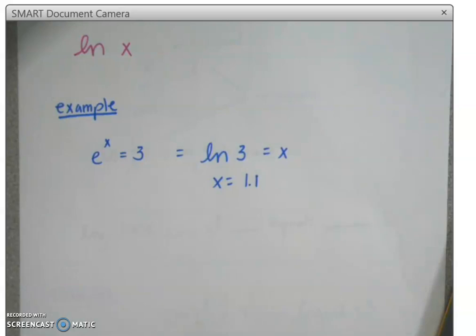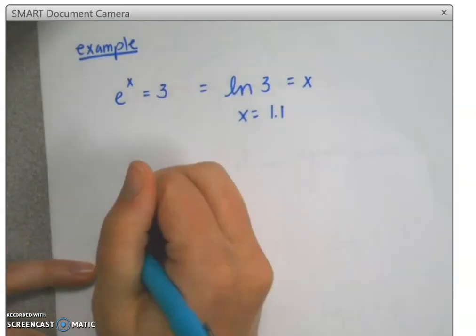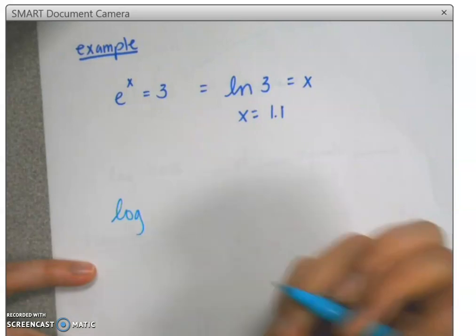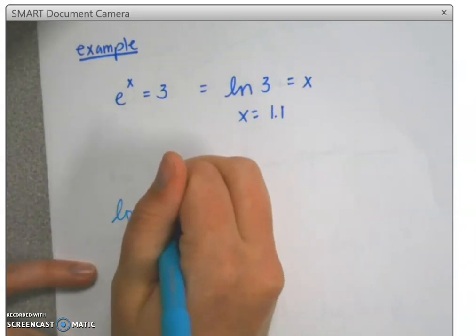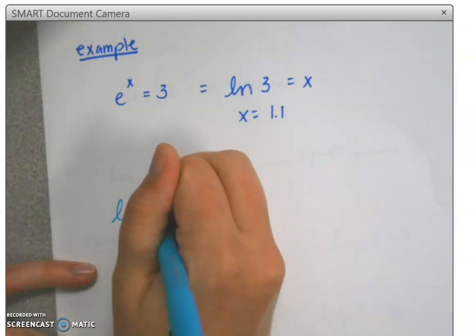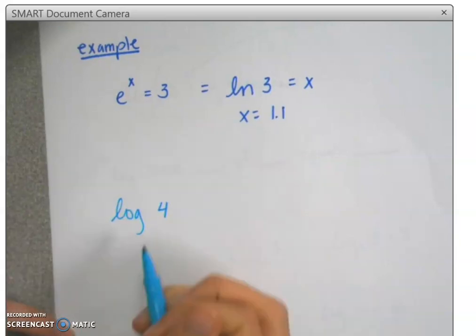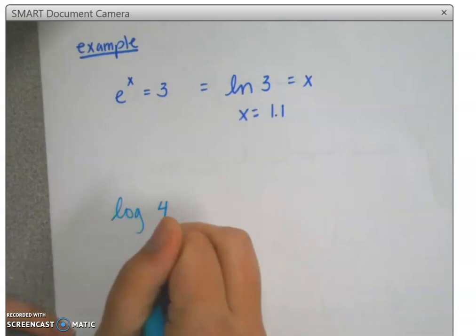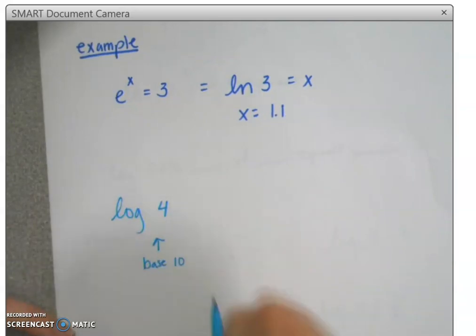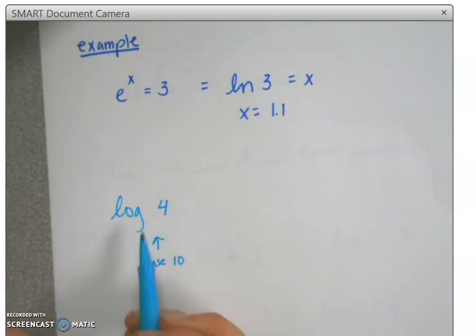So anytime you see e, that means it's a natural log. You have to use the natural log button. And then I do want to write down, if you ever see, I'm just going to make one up, log of, let's make the number 4. If you don't see a base here, if it is missing, that is automatically base 10. That's when you can use that log button. So if you do not see a base, it is automatically base 10.